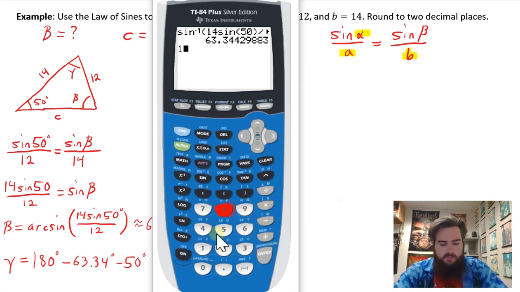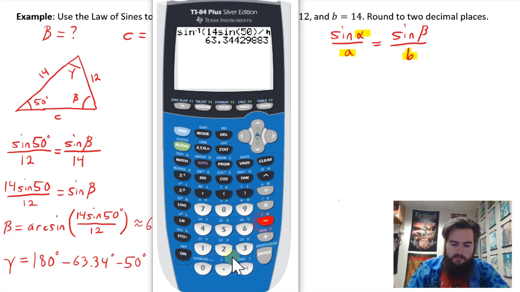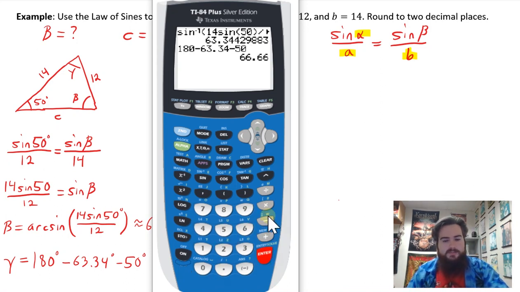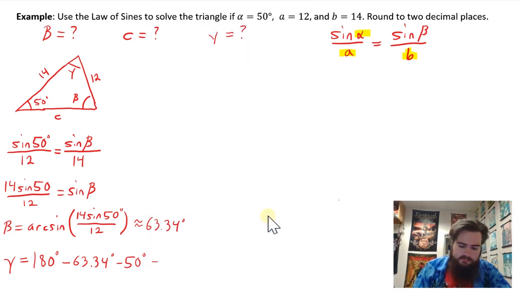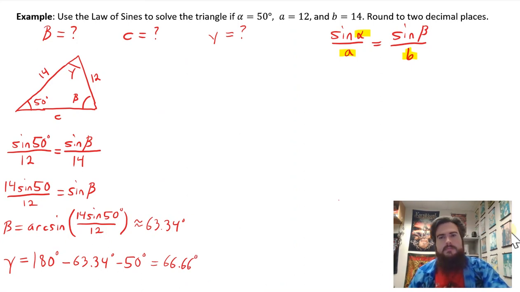If I do that, 180 minus 63.34 minus 50 gives me 66.66 degrees. So now we have beta and gamma. The only missing piece left is C. But as I said, since we know gamma, now we should be able to set up a ratio involving C and gamma.